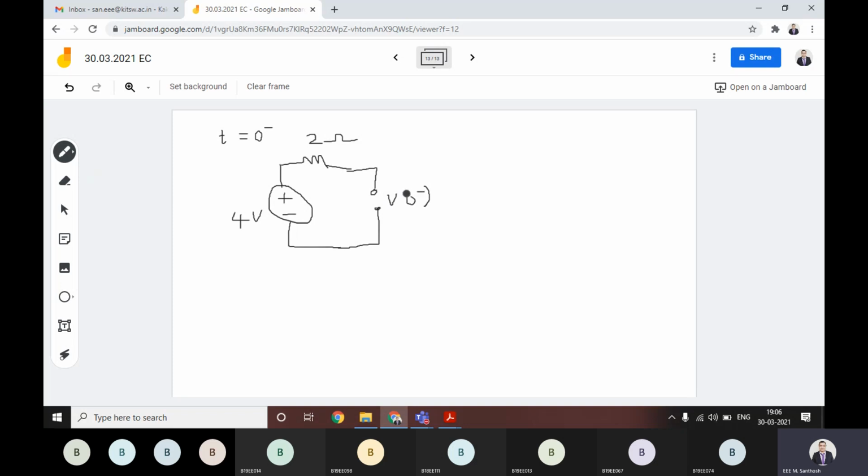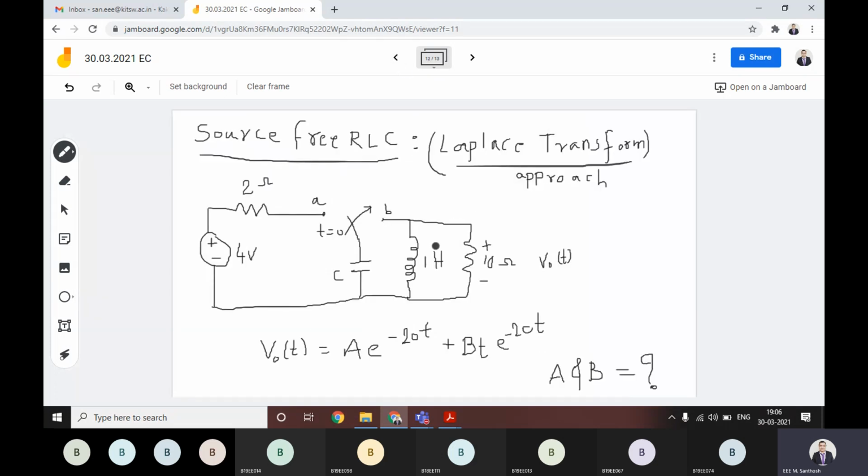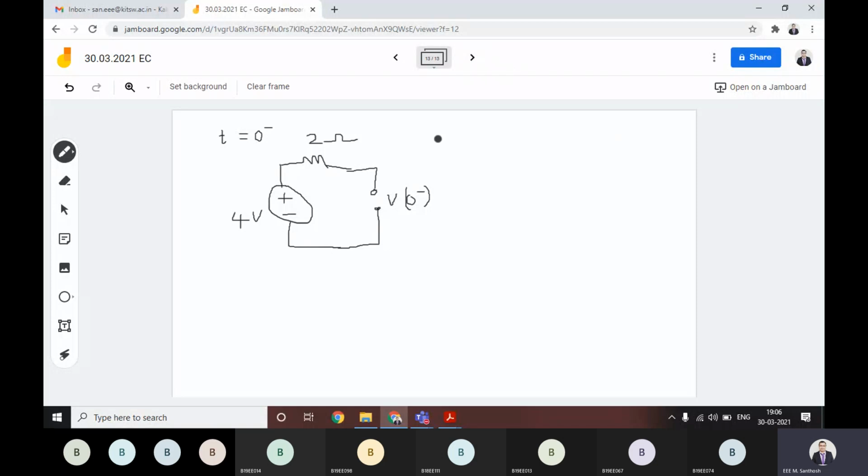Then you have to find the voltage here. Why? Because there is no other element here. If this is open circuit, there is no connection to this side of the circuit. Then can anyone tell us what is the value of V0 minus? This value. 4 volts. Obviously. Very good. This value directly appears across these two terminals. This is 4 volts. As simple as that.